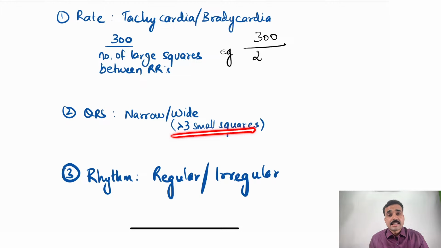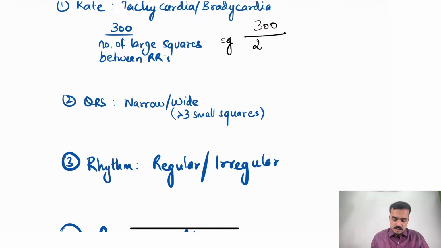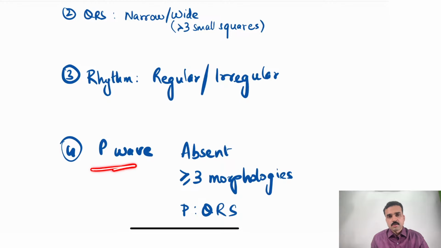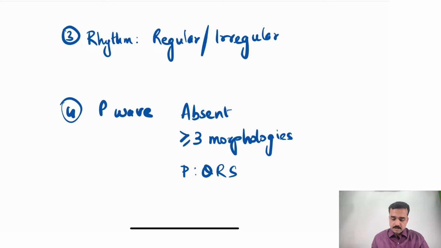If the width of the QRS is exceeding 3 small squares, then it becomes wide QRS. If it is narrow, it should be less than 3 small squares, okay. Next, look at the rhythm. Is it regular or irregular? And finally, look at P waves. Is the P wave present or absent? If it's absent, it gives you a different diagnosis.